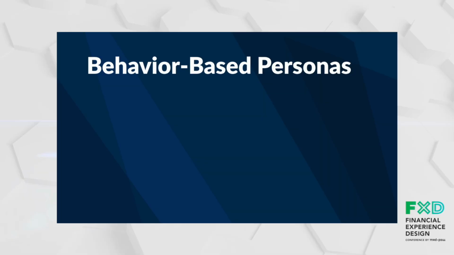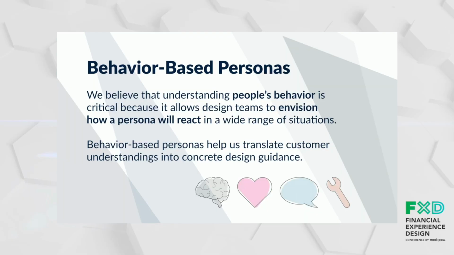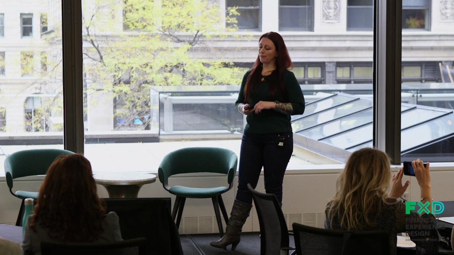So what do we do to solve that? We base our personas on behavior, not demographics. And when we say behavior-based, this is what I mean. We believe that understanding people's behavior is critical because it allows design teams to envision how a person or persona will react in the wide range of scenarios that we're designing for. So it's all about what they will do, not just what they will say they will do or what we think they will do on paper. They help us understand and then create designs that build on that knowledge.